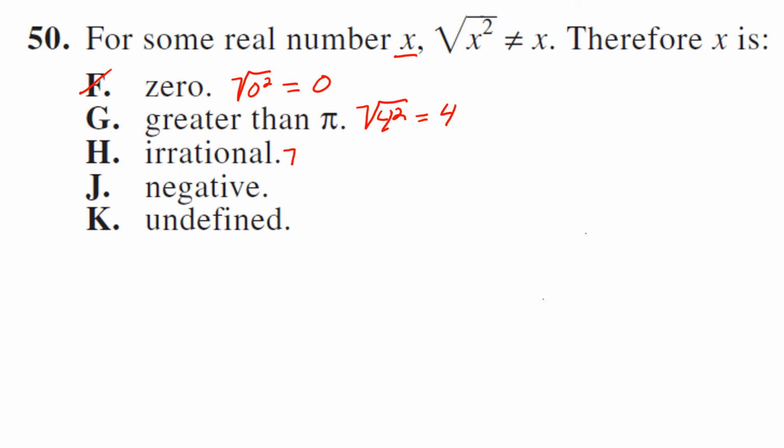What about irrational? Let's just go pi. Square root of pi squared. Well, those cancel out, so pi does equal pi. But negative. Negative 2 squared is 4, right? Square root. Does that equal -2? No, that equals 2. So 2 does not equal -2. So the answer means it has to be negative. So J.